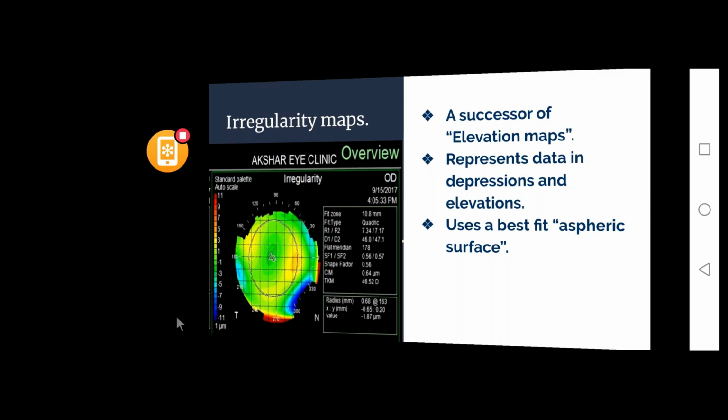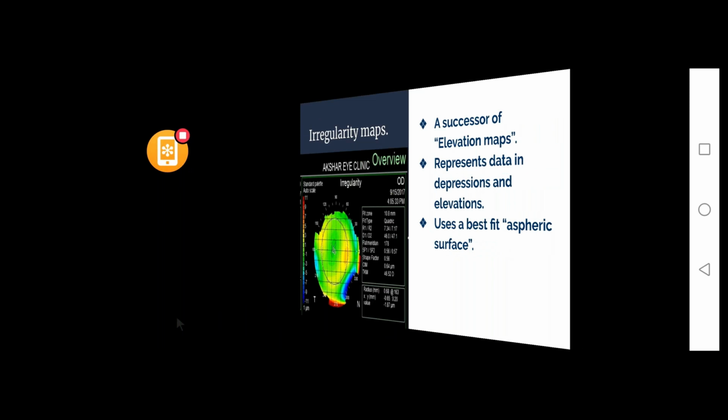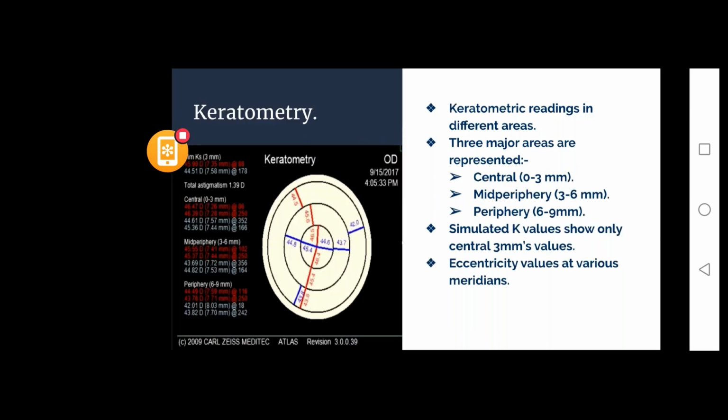Right, so next is the keratometric map. It's a very beautiful map. Believe me, for all the contact lens fitters, especially the RGP lens fitters, this is a boon for all of us. It gives you all the local keratometry readings on both the meridians, on the submeridians, so on the flat area and on the steep area.